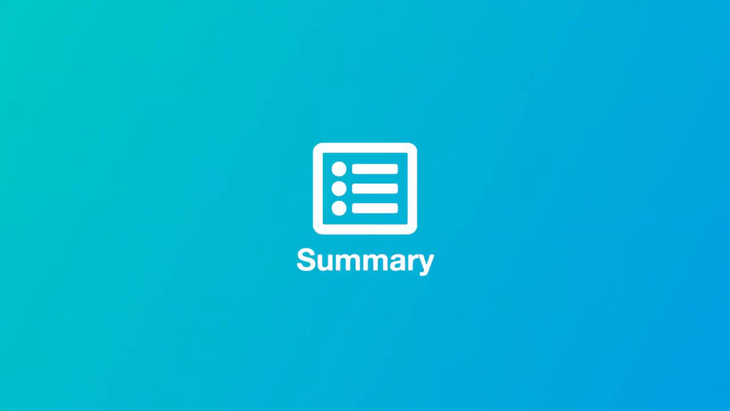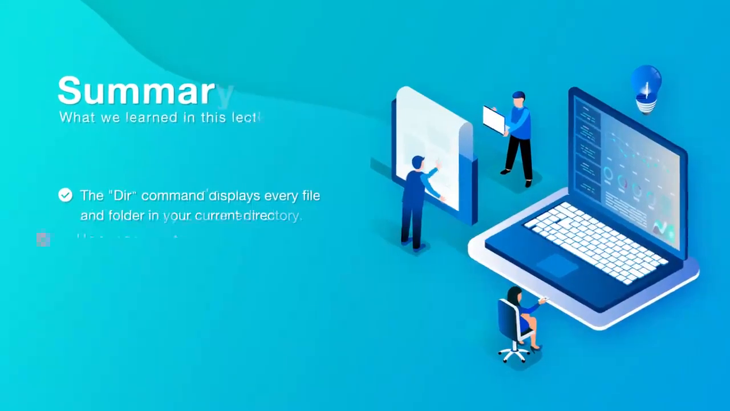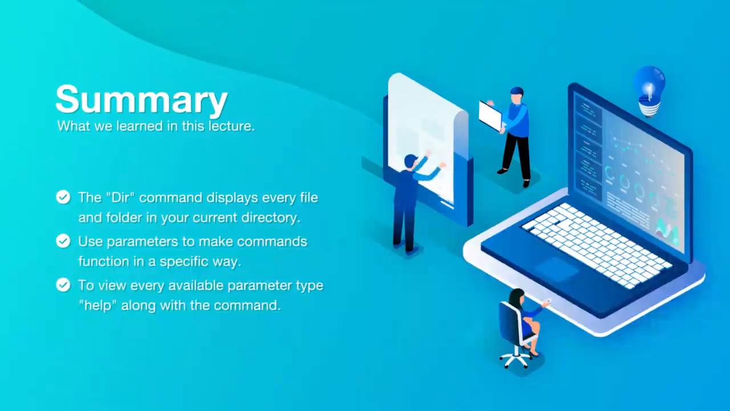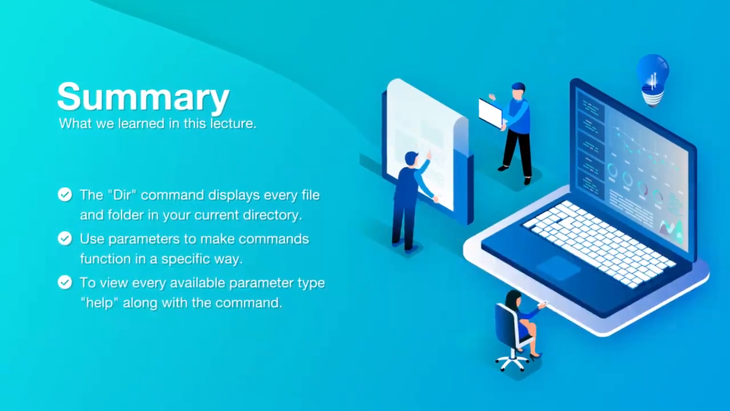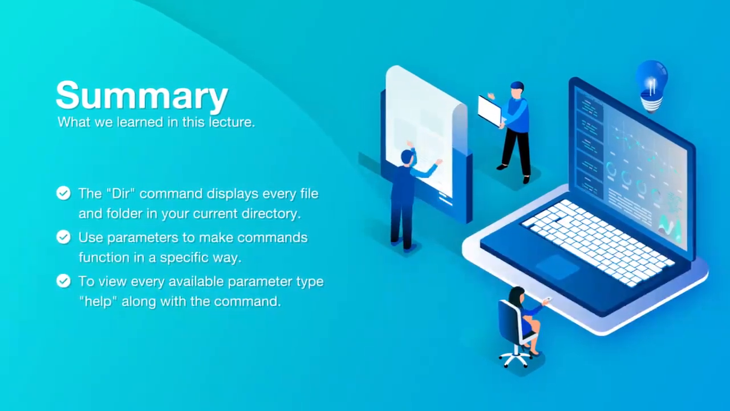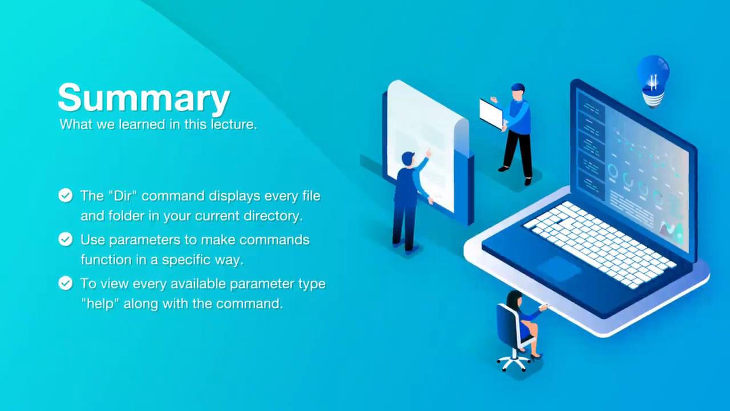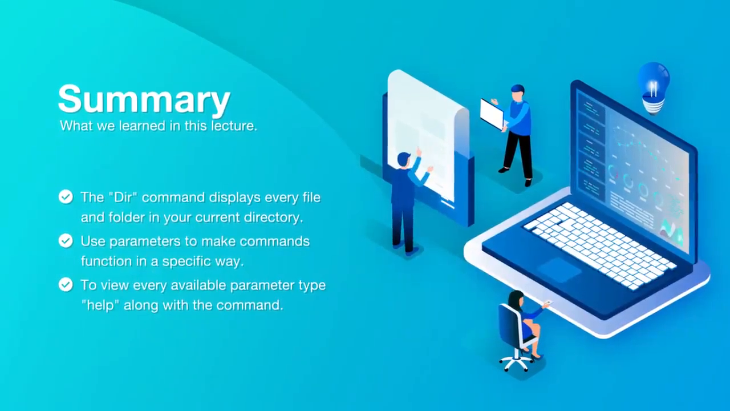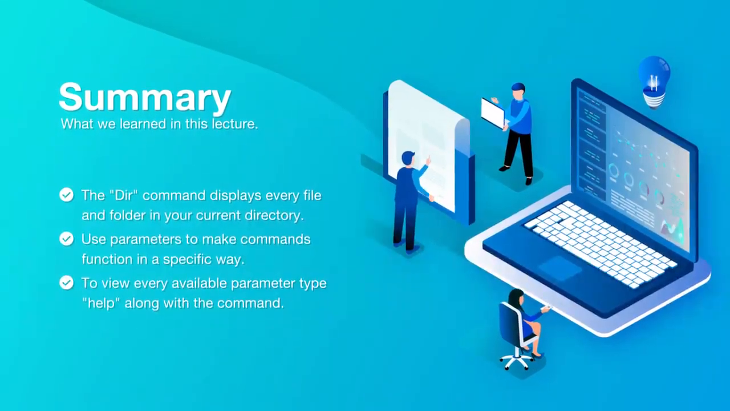Summary. The dir command displays every file and folder in your current directory. Use parameters to make commands function in a specific way. To view every available parameter for a command, type help along with your command.